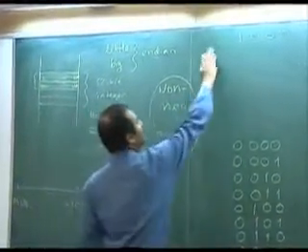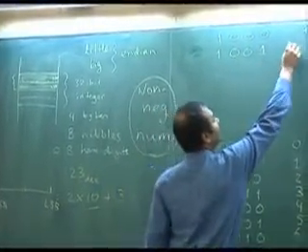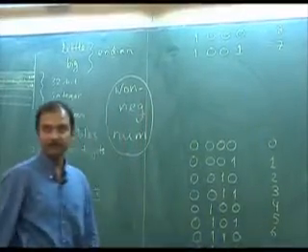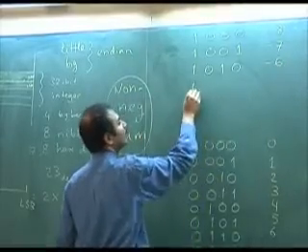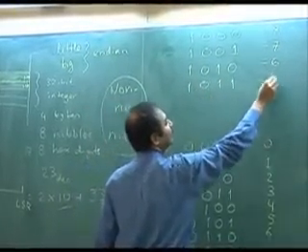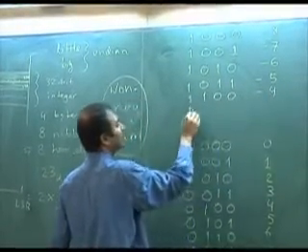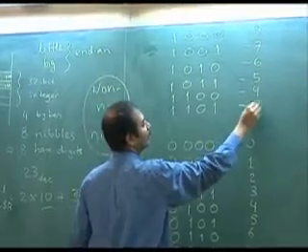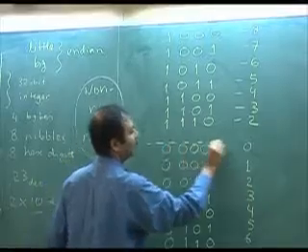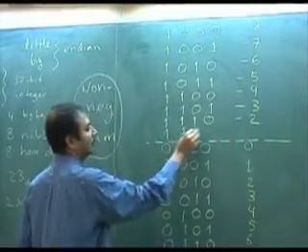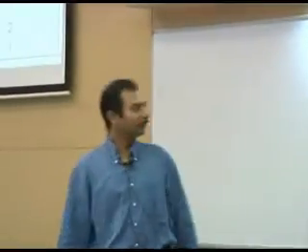Then I increase it again. Then I'll get that. And I'll increase this also by 1. So that's minus 7. Okay. So 1, 0, 1, 0 will be minus 6. 1, 0, 1, 1 will be minus 5. 1, 1, 0, 0 will be minus 4. And all ones will be minus 1.